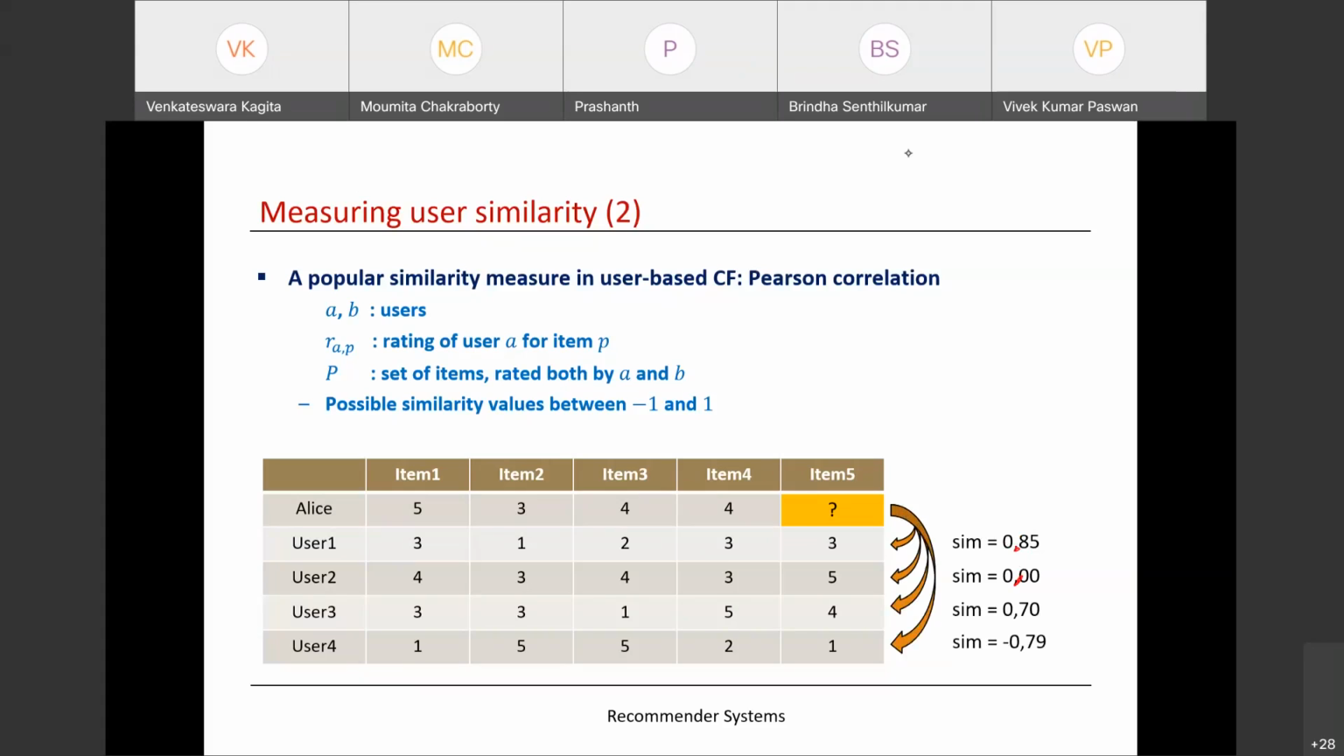There's a question in the chat box. Can Pearson correlation be used for feature selection? Yes, ma'am, it can be used.